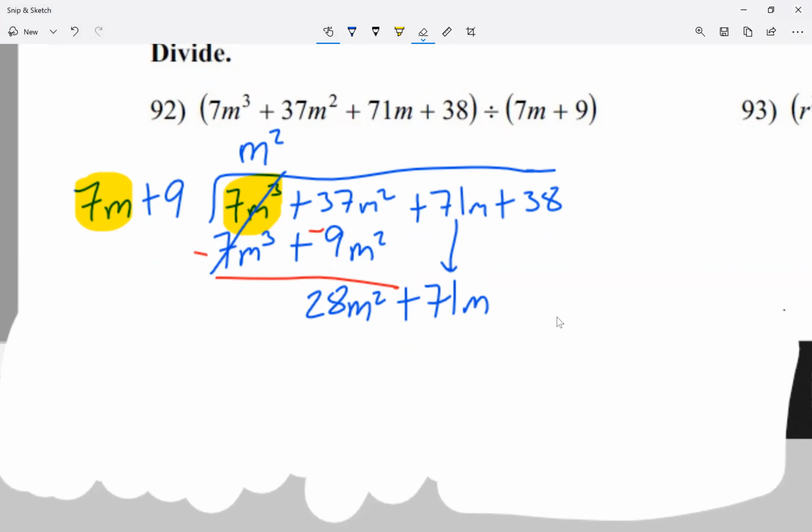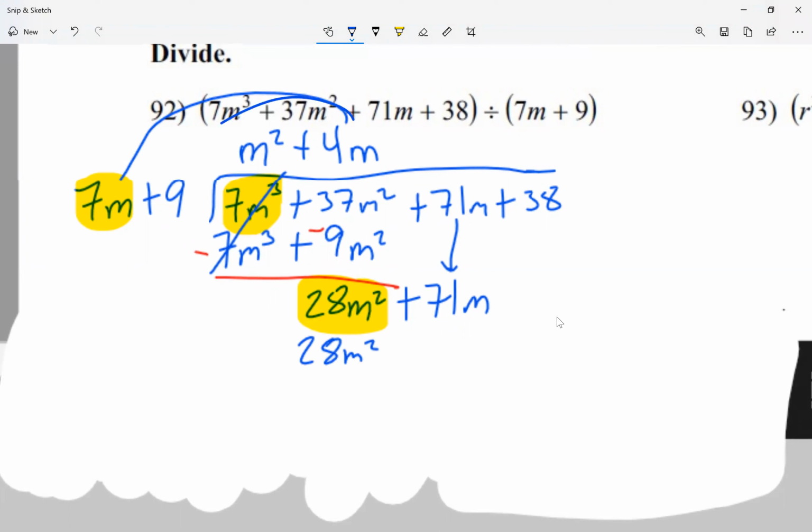All right, so now I'm just looking at 28m squared. Why do I multiply 7m to make it 28m squared? Well, number-wise, I'll multiply by 4, right? Because 7 times 4 is 28. Letter-wise, m, because m times m is m squared. So multiply 4m times 7m. That will give me 28m squared. 4m times 9, that gives me plus 36m.